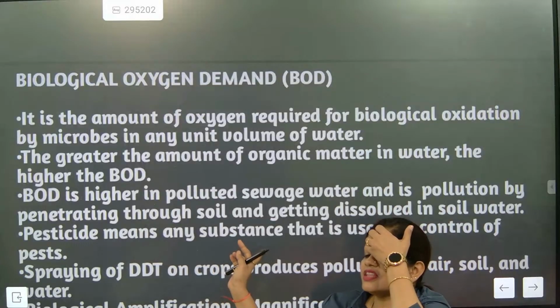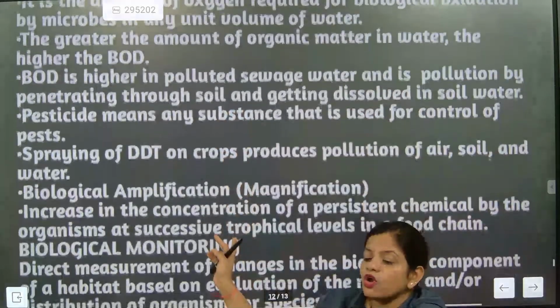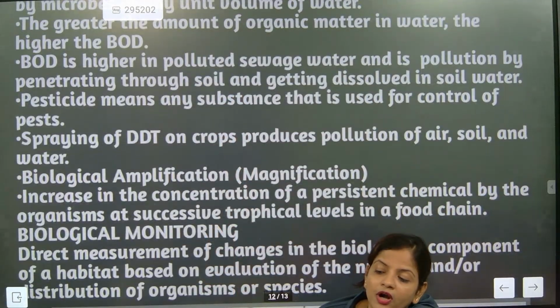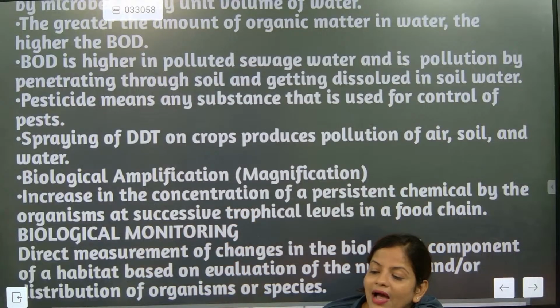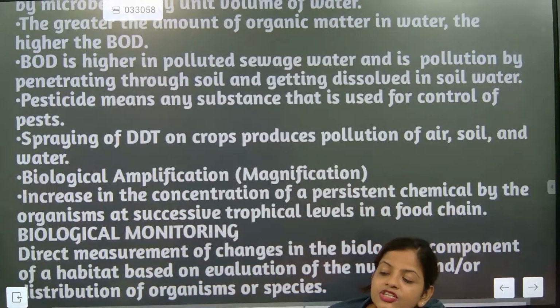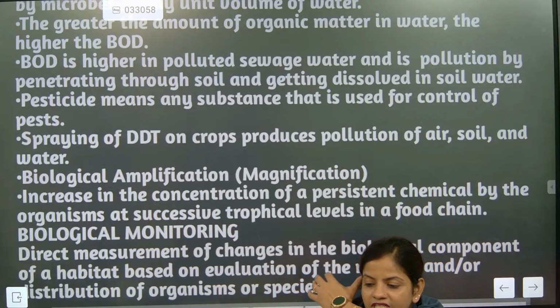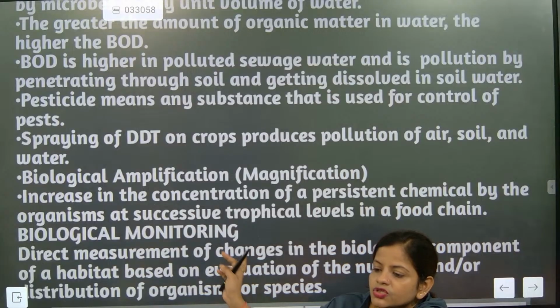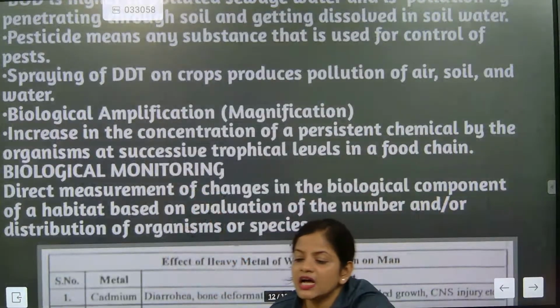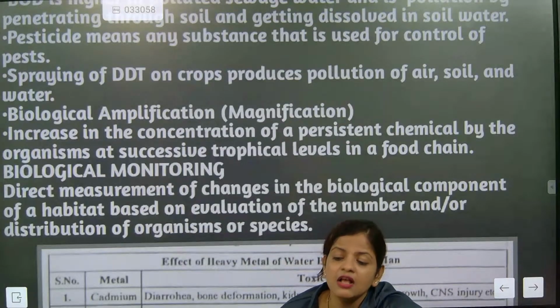Pesticide means any substance that is used to control a pest. So spraying of DDT on crops produces pollution of air, soil and water. Then biological amplification, that is called magnification. Biological magnification affects you and us only. We are the victims of everything, correct? The increase in the concentration of a persistent chemical by organisms at successive trophic levels of the food chain is called biological magnification. Understood? Why? Because it keeps adding from one level to another. So in all the levels it pollutes. That's called biological magnification.